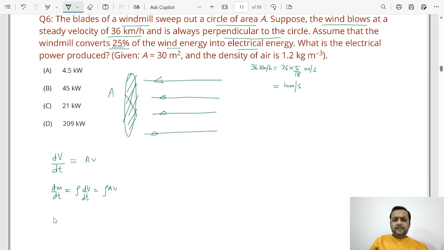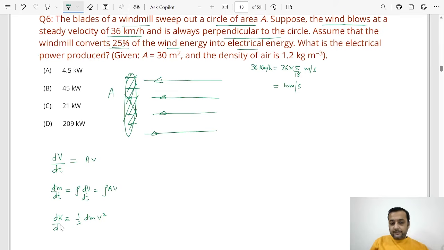Now clearly, let's say dK amount of kinetic energy is intercepted by the windmill in dt time. That dK you can write as half into dm into v square, if let's say dm mass hits the windmill's blade. So dK amount of kinetic energy will be half into dm into v square. That is the amount of kinetic energy which has hit the windmill blade in dt time.